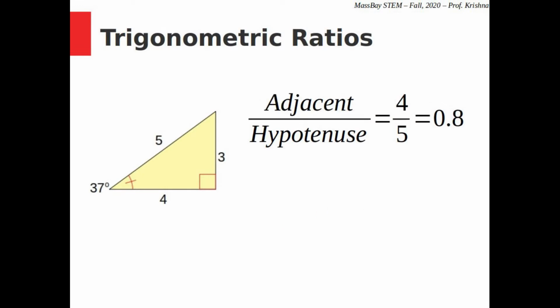Likewise, we can talk about the adjacent side divided by the hypotenuse. In this case, that is 4 divided by 5, or 0.8. This quotient is called the cosine. So we can say that the cosine of 37 degrees is 4 divided by 5, or 0.8.